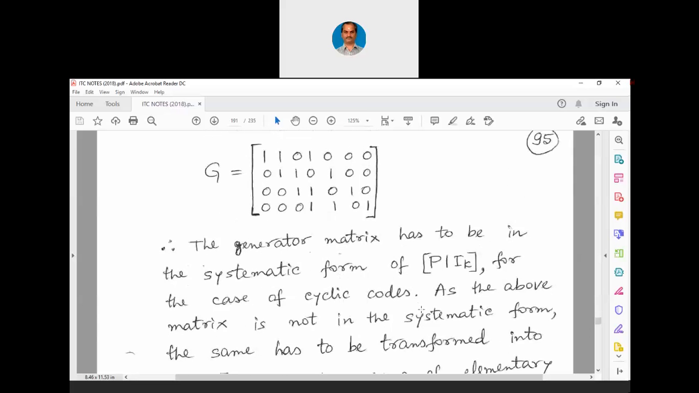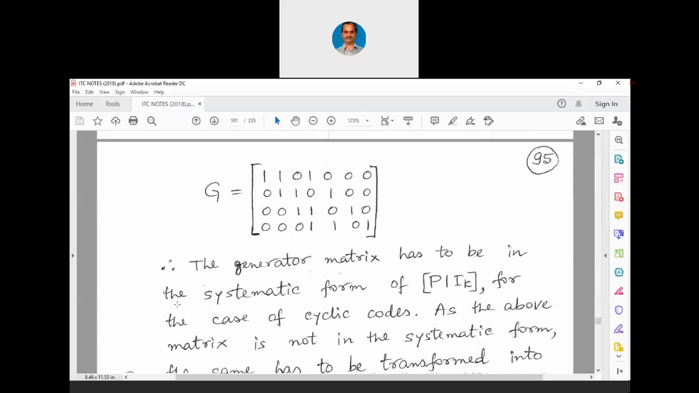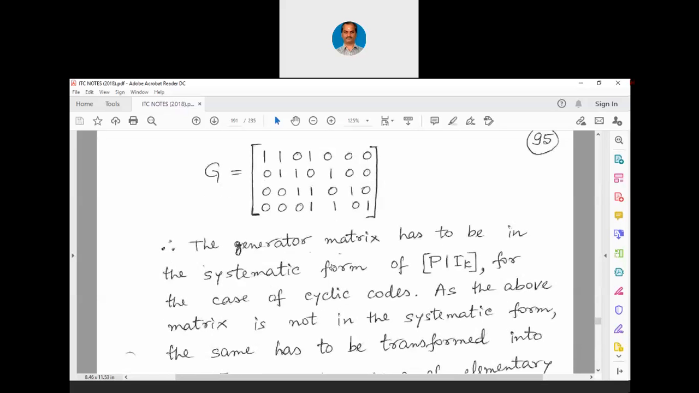Now therefore, the generator matrix has to be in the systematic form of P with the pipe symbol and I_k for the case of cyclic codes. Now this generator matrix is not containing any identity element as such. We have obtained the generator matrix, but we are supposed to have a parity matrix and an identity matrix there, which is not so. What we are supposed to do? You have studied linear algebra already to some extent, I think in M3 or M4, right? So can anyone tell me what we are supposed to do?